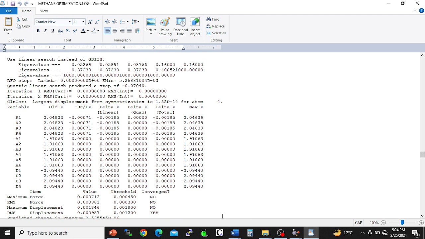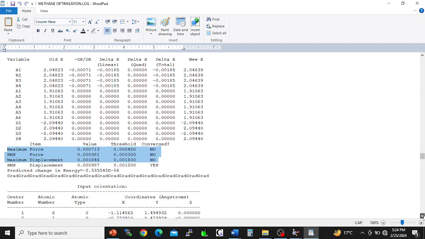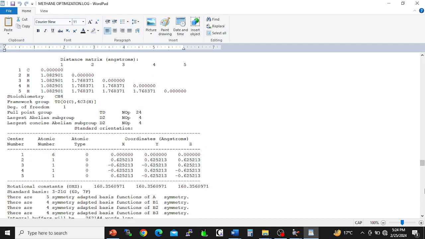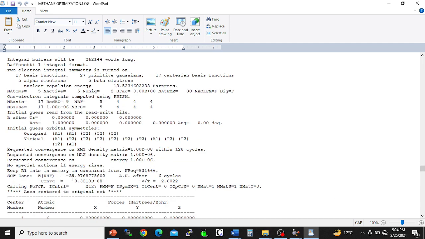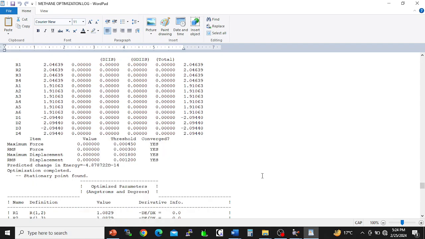So you can see only one parameter is converged, which is the RMS displacement. The other 3 parameters, they are still not converged. So if they are not converged, it means the software will update the geometry. So it gets a new input orientation, a new geometry, which is given by these Cartesian coordinates. Again, it does energy calculation, and again, it calculates the convergence criteria.